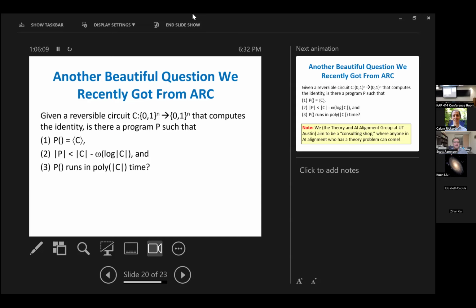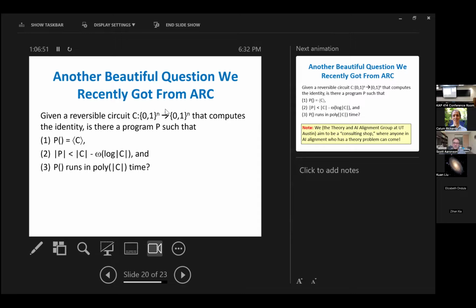One that I really, really love. They've asked us, if you were given a reversible circuit that computes the identity operation, is there always a program P that, first of all, outputs that circuit? Second of all, compresses the circuit. So it should take non-trivially fewer bits than it would take to write down that circuit naively. And so far that does exist, because most circuits don't compute the identity. So if a circuit does compute the identity, that makes it compressible. But now we also say that the decompression has to be efficient, has to run in polynomial time.